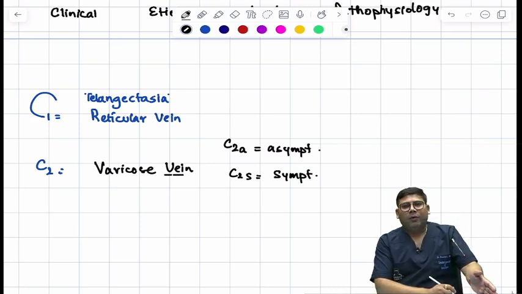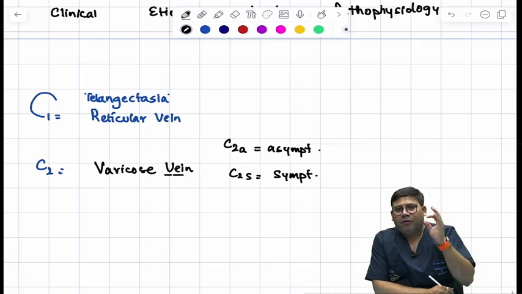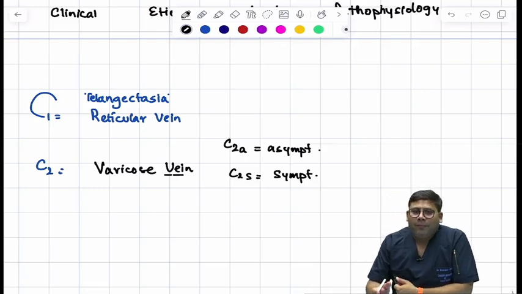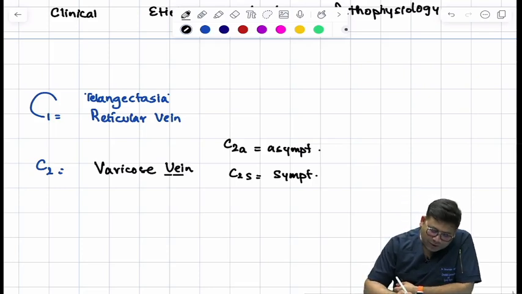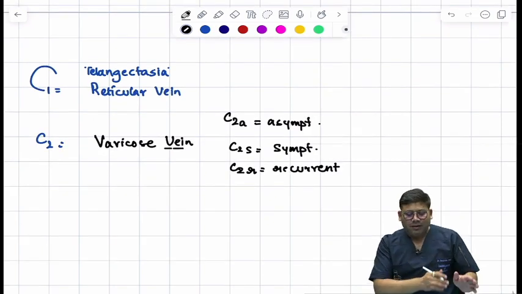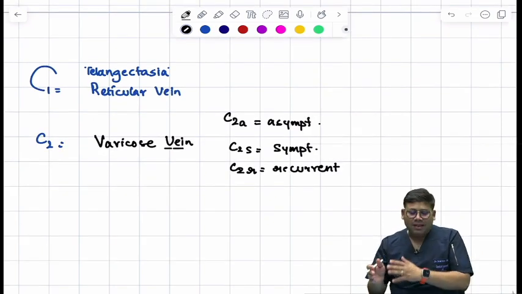In NEET PG 2022 a question came, they had given a photo with a tortuous vein and asked C2A, B, C and D. If the patient has no symptoms, it is asymptomatic; B, C, D are not options, it is C2S. And suppose the patient has undergone treatment and recovered and it has occurred again, that is known as C2R. Remember this: C2A, C2S, C2R.